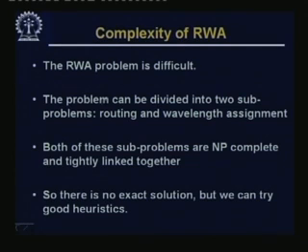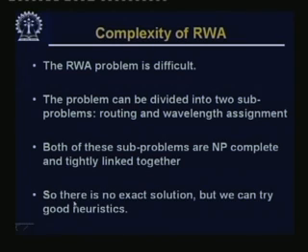Now, in order to solve this problem, what is the complexity of the problem? This problem is hard. The RWA problem is difficult. The problem can be divided into 2 sub problems, routing and wavelength assignment. Both of these sub problems are NP complete and tightly linked together. If you remember, by NP complete we mean that class of problems for which no polynomial time algorithm is known. If you can solve any one of them in polynomial time, all others can be solved in polynomial time.